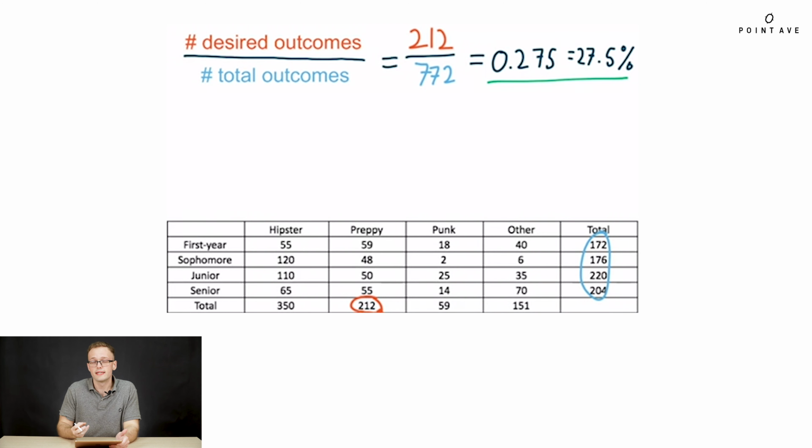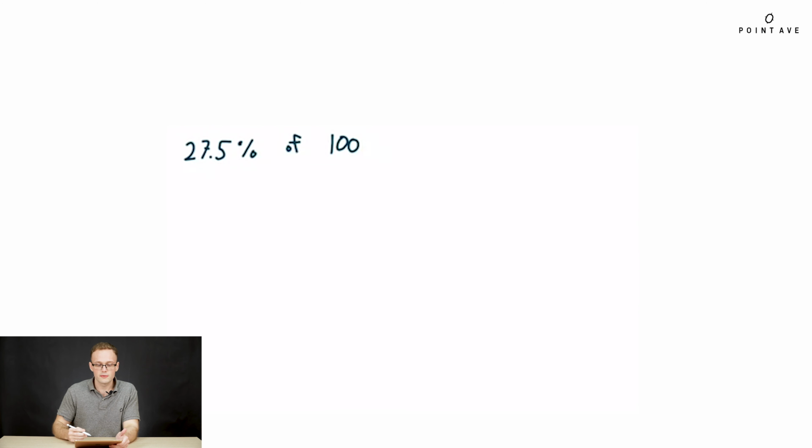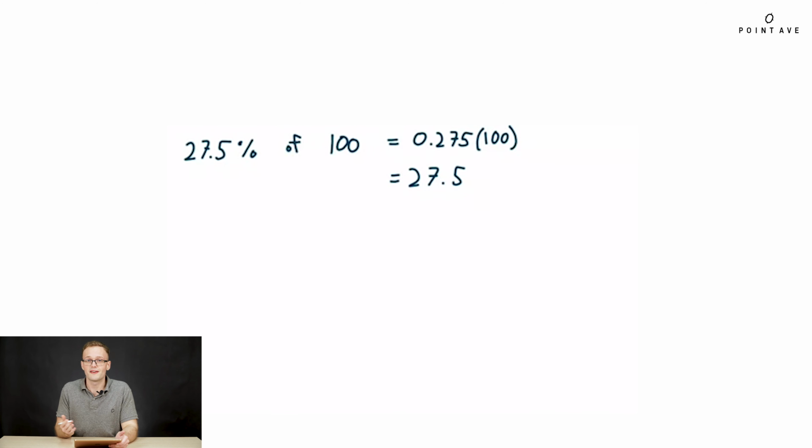Now that we have the probability, we need to make the prediction of the data. The way we do that is, our probability tells us that if we were to choose 100 students, then 27.5% of them would be preppy. The way we express that mathematically is 0.275, the decimal representation of that percent, times 100. We evaluate that, and that gives us 27.5. Obviously we don't have half a student as preppy, so we round that to 28, and we would expect that of the 100 students we chose, 28 of them would identify as preppy, and that's our final answer.